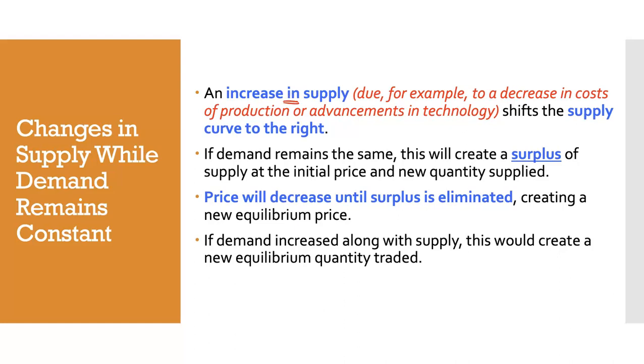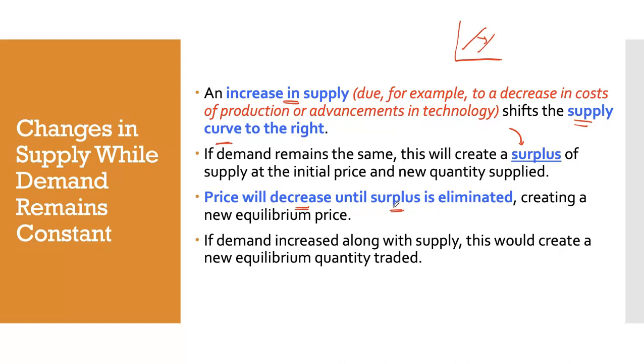An increase in supply, for example from decreased costs of production or new technology, shifts the supply curve to the right. If demand remains the same, the same amount is demanded, but more is supplied in the market, so we will have a surplus at the initial, original equilibrium price. The price will decrease until this surplus is eliminated. Suppliers don't like having surplus, having waste, so to get rid of it, they will reduce their price.